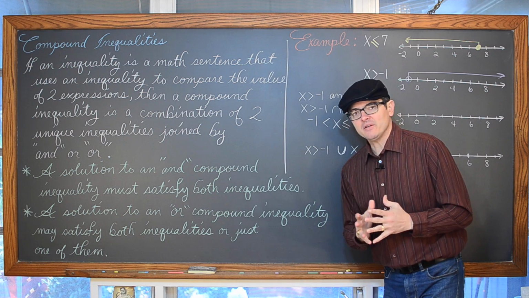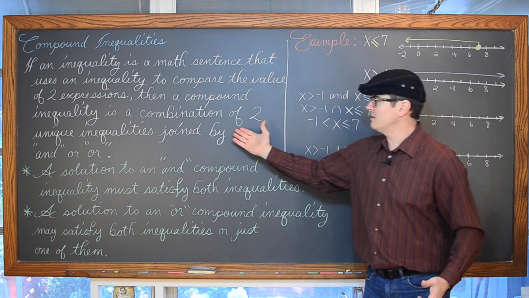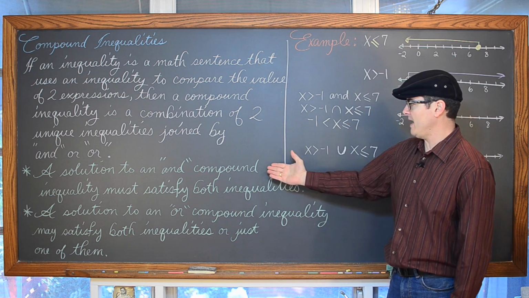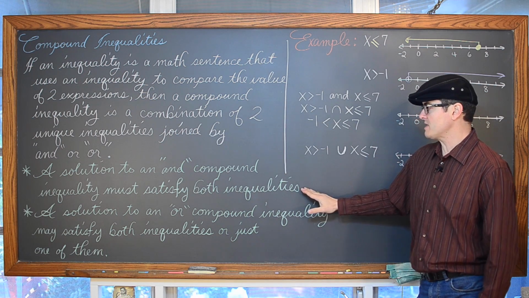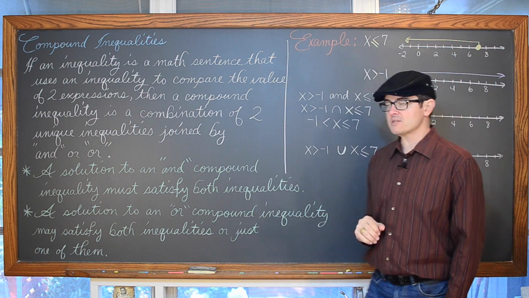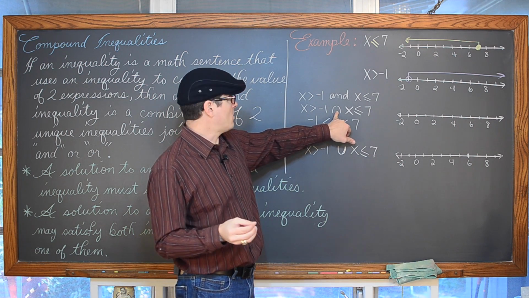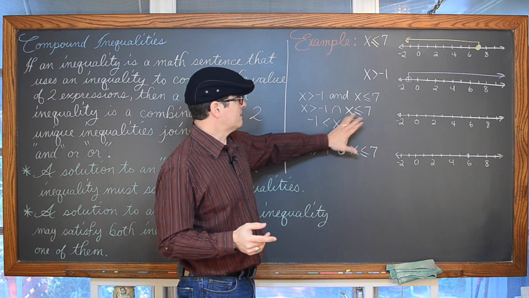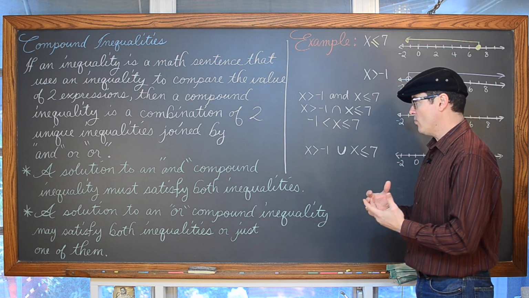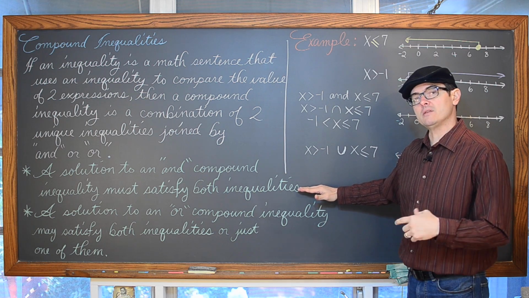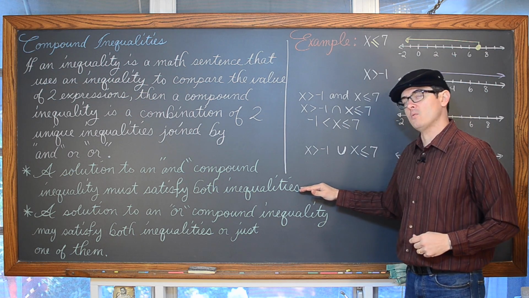Now, with a compound inequality, if you have these two unique inequalities but they're joined by the word and, a solution to an and compound inequality must satisfy both inequalities. And so we're going to start off by looking at a compound inequality joined by the word and, then see what that looks like on a number line, and how we need to be aware of the fact that the solution needs to satisfy both of those conditions, or be a solution to both of those unique inequalities.